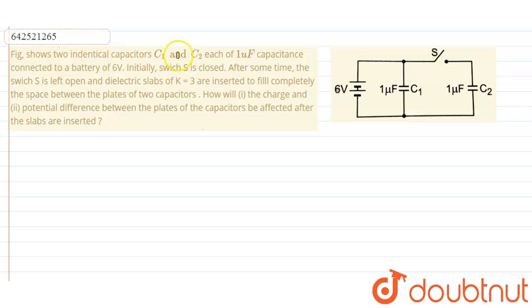The figure alongside shows two identical capacitors, C1 and C2, of 1 microfarad capacitance connected to a battery of 6 volt. Initially the switch S is closed. After some time the switch S is left open and dielectric slabs of K equal to 3 are inserted to fill the space between the plates of the two capacitors.